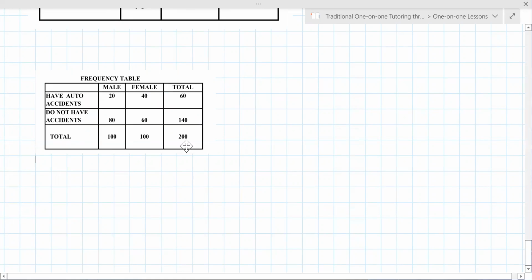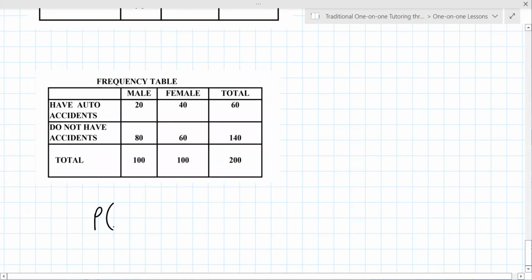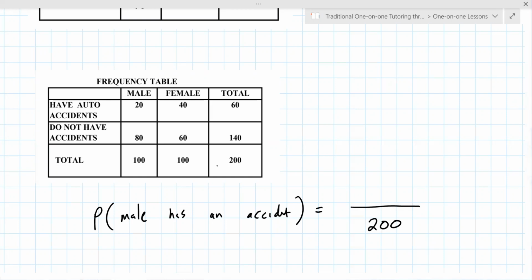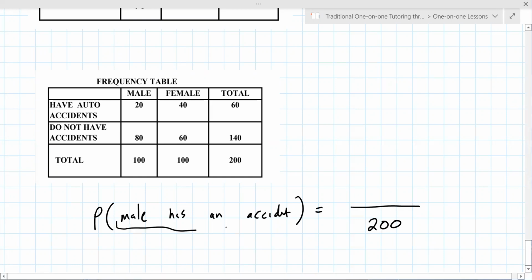So the more common quiz or test question is to say, what is the probability that a male driver has an accident? Now it's over 200 because that's the super total. It's always over the super total. But which cell are we looking for? Male and has an accident. When it says male has an accident, you can think of that as an and. So and refers to one cell in the table. It's this one right there. So that's 20 over 200. It's 0.1, the same as we said before.